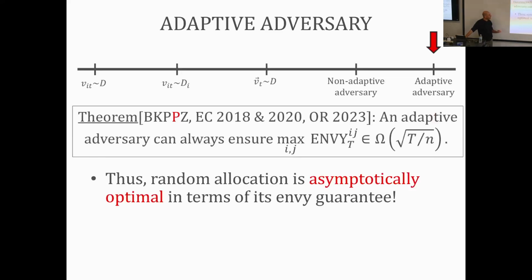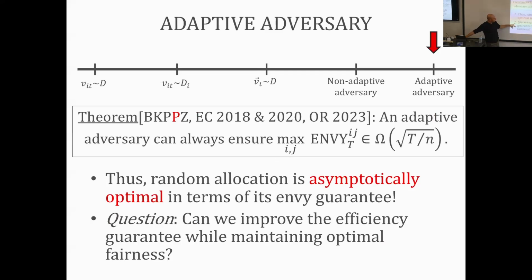So random allocation is asymptotically optimal in terms of its NV guarantees. Okay, my other question was, let's keep that and then improve the efficiency to better than 1 over n. I want to do something that's not silly in terms of efficiency and still have this kind of sublinear NV guarantee.